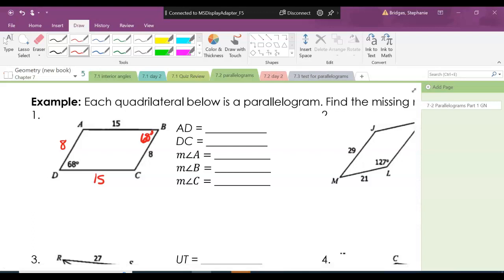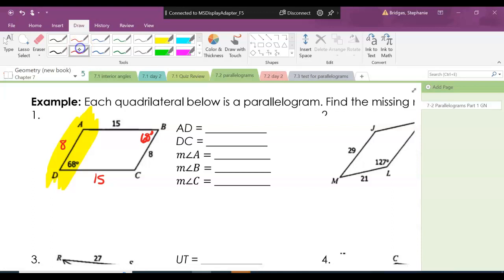What did we say about consecutive angles? They are supplementary. So it doesn't really matter which one you start with. I'm just going to start here on the left side. If angle D is 68, angle A is going to be supplementary to that. So how would I figure out what angle A is? Yes. 180, that's supplementary, minus the 68 that we know.